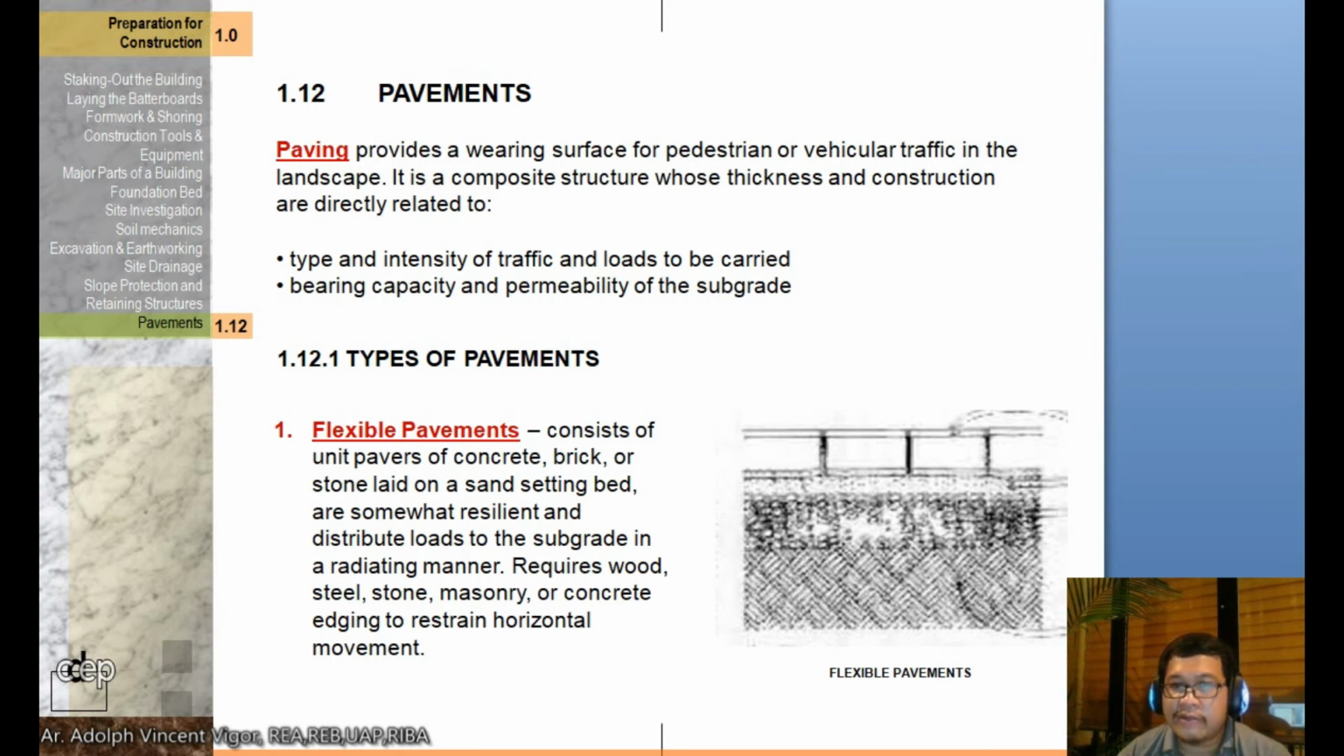First, we have what you call the flexible pavement, which consists of units, pavers of concrete, brick, or stone laid on a sand setting bed, which are somewhat resilient and distributed towards the subgrade in a radiating manner. So it requires wood, steel, stone, masonry, or concrete edging to restrain horizontal movement.